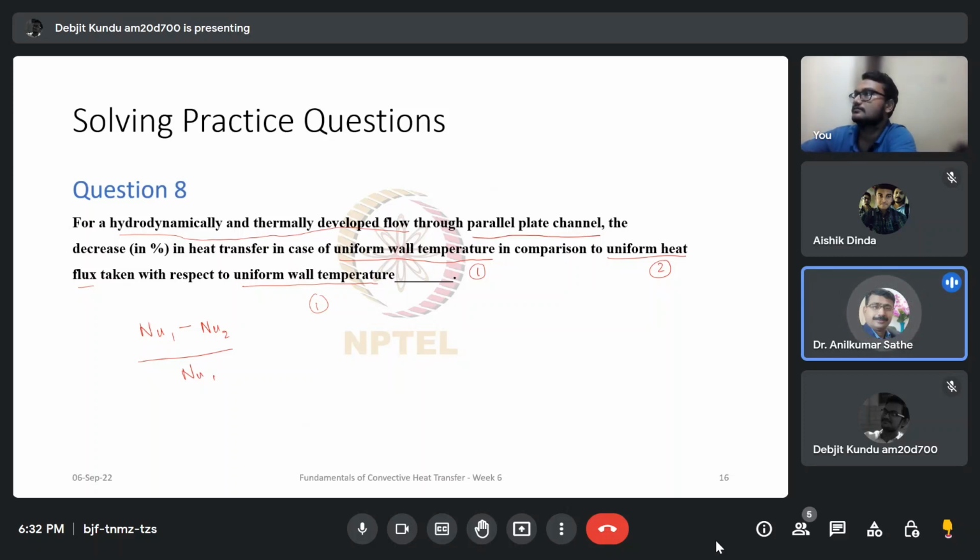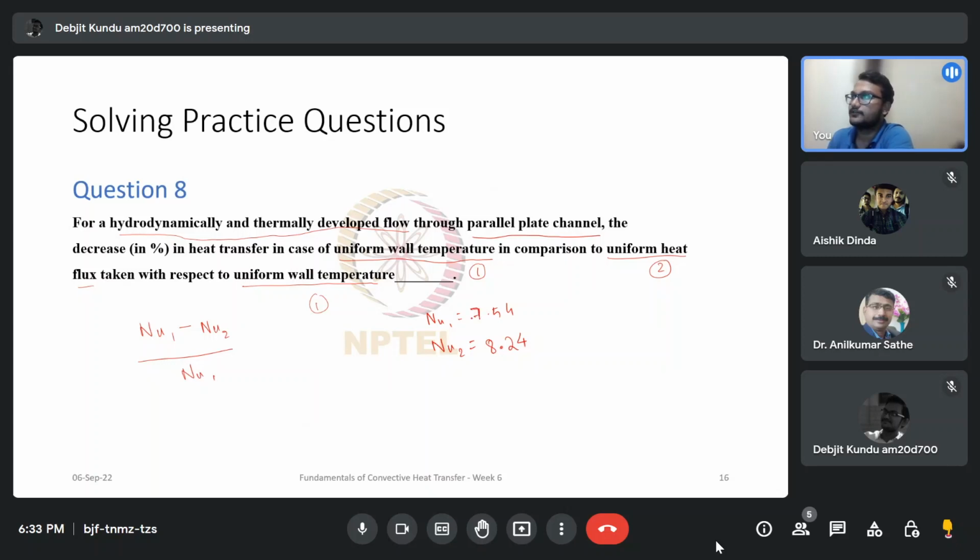Sir, the answer is 8.43%. Help me out a little here. The Nusselt number for uniform wall temperature for a parallel plate, how much is that? Nu1 is 7.54, and the other one, Nu2, is 8.235. I can take that as 8.24, right?